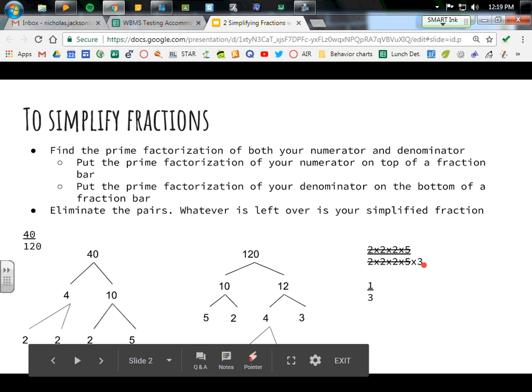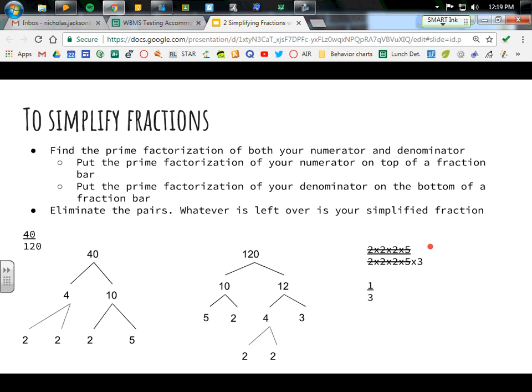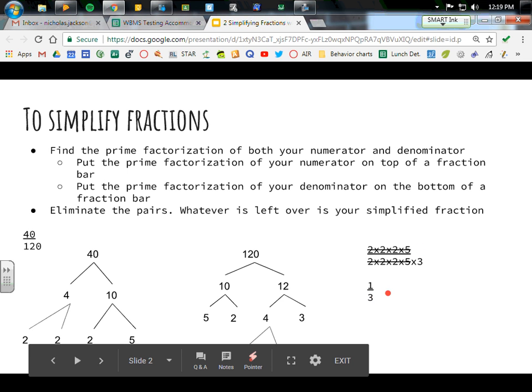What we're left with is a 3 as a denominator, though. So you can't have nothing as a numerator. You can't have 0 over 3. It's not 0 over 3. What number can you multiply by anything and still get the exact same answer? 1. So we could actually say that this is 2 times 2 times 2 times 5 times 1, and then that does not cancel out, so this simplifies to 1/3.